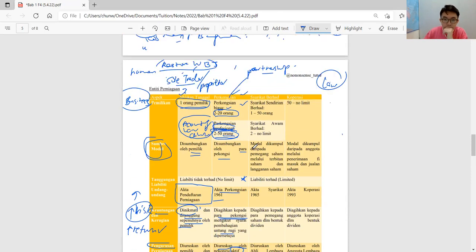Okay, now, the third one, syarikat, and this is more common. All right, more common lah. Okay, so there are two types of syarikat: syarikat sendirian berhad, and syarikat awam berhad. Okay, syarikat sendirian berhad, I'm pretty sure you've seen before. SDN BHD, sendirian berhad. Have you seen this before? Yes or no?